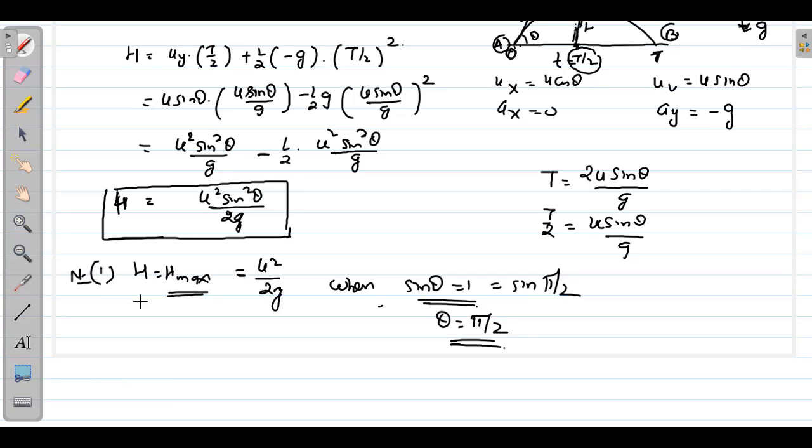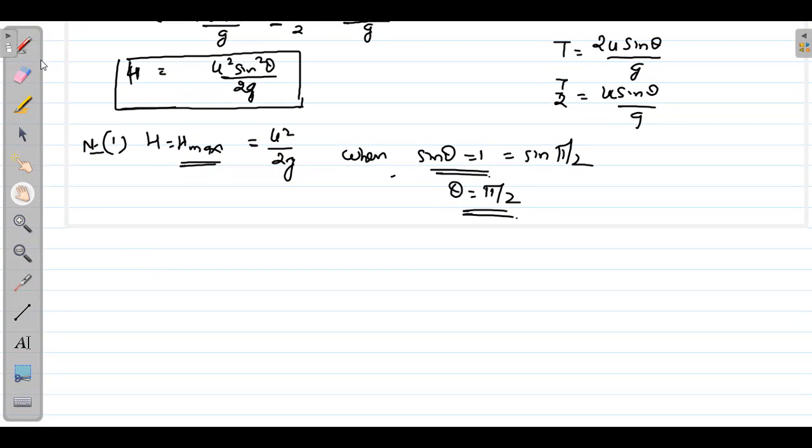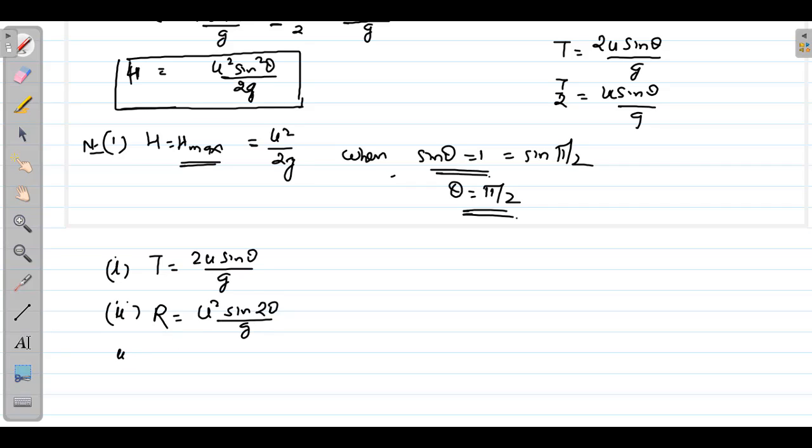So in this way, we find three formulas which are very important from the projectile point of view, and questions are based on these formulas. One is time of flight, t equal to 2u sine theta by g. Second was range, r equal to u square sine 2 theta by g. And third one was h equal to u square sine square theta by 2g.